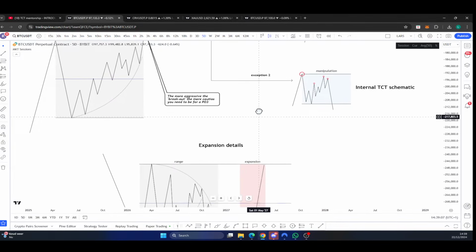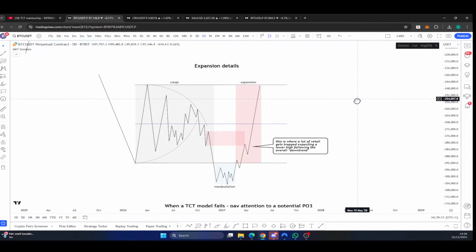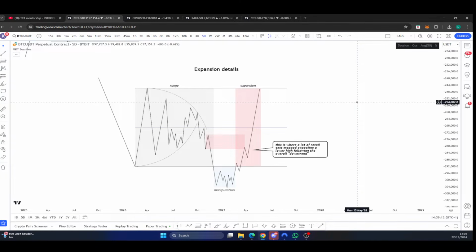Now, going into the expansion details, we cannot talk about expansion requirements. And the reason for that is because the entry is in the manipulation phase. So you're not entering on the break back inside your PO3 range somewhere in here. No, you're entering in the manipulation range. Therefore, your expansion cannot have any requirements because you're already in the trade prior to the expansion happening, okay?